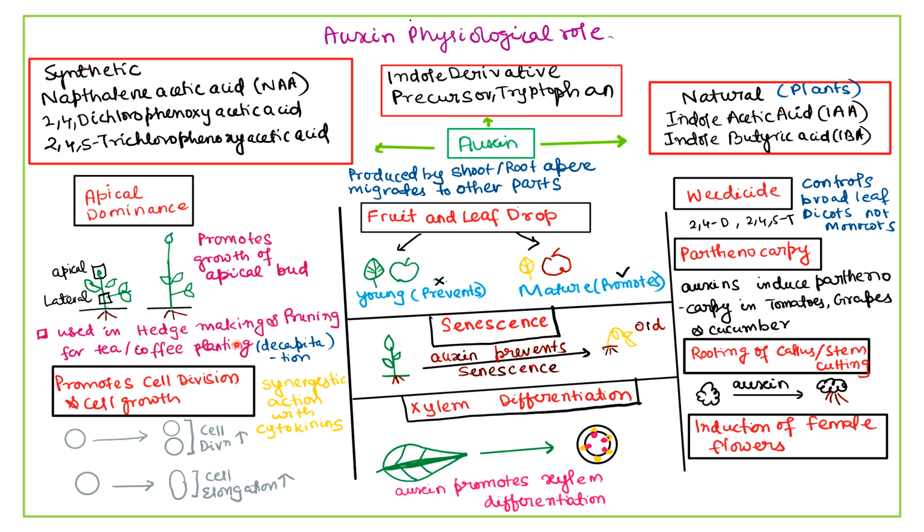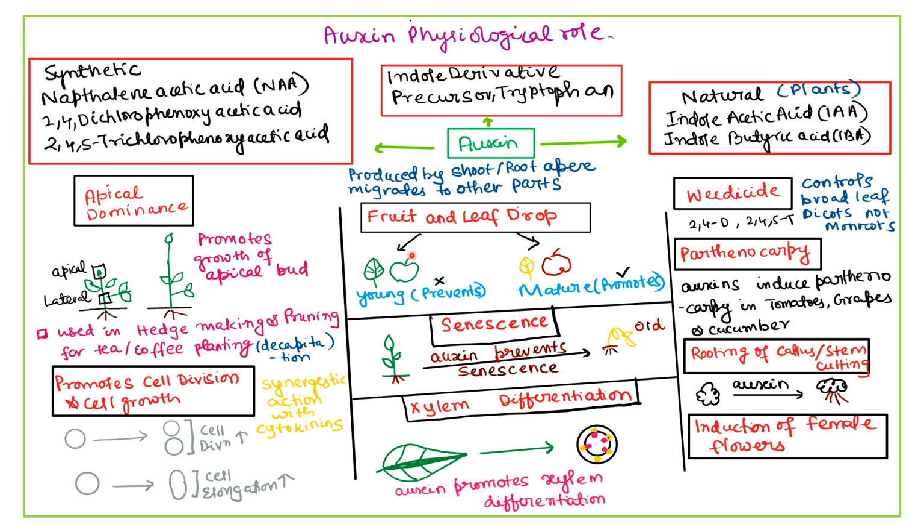Okay. Next physiological action is auxin promotes cell division and cell growth. So its action is it increases the cell number, the cell also undergoes elongation, and it acts synergistically with cytokinin, which is another plant hormone, and induces cell division in the callus. Okay.